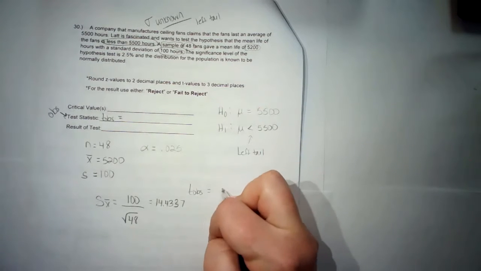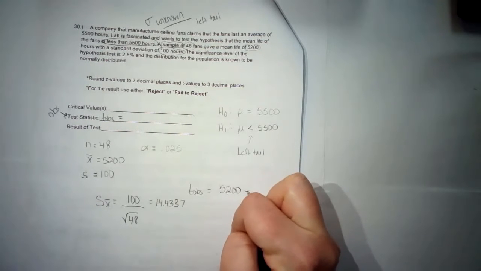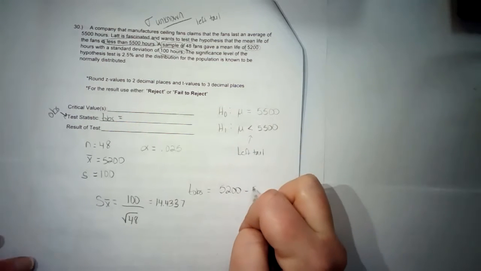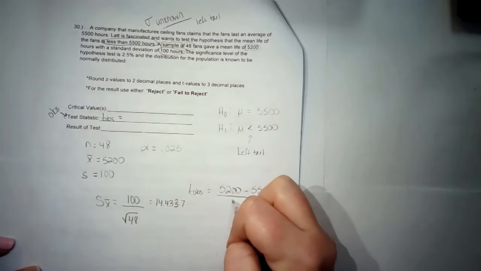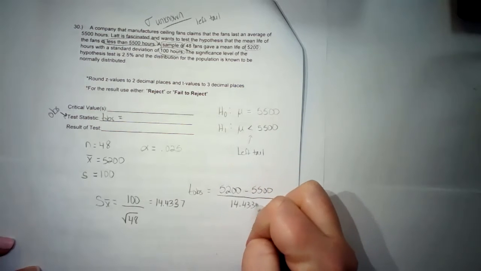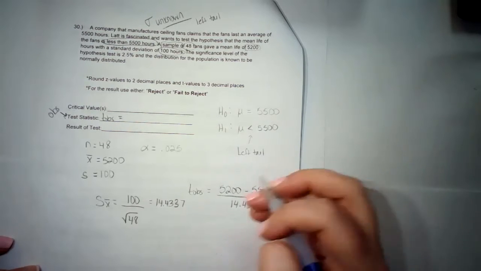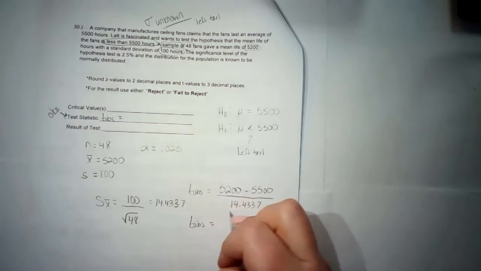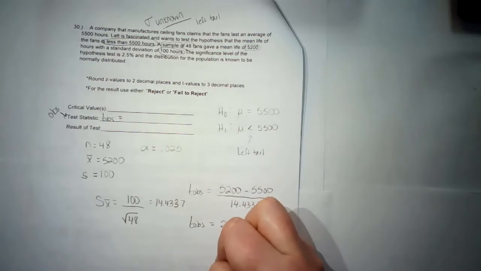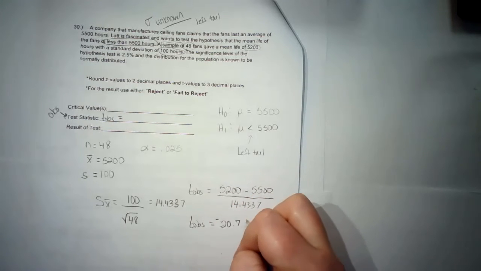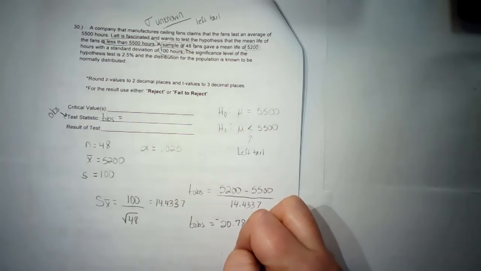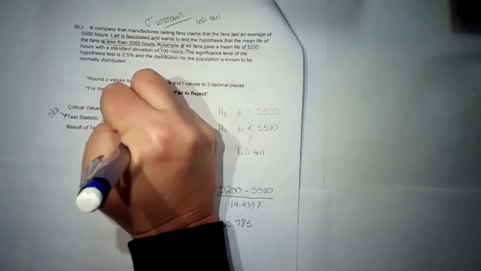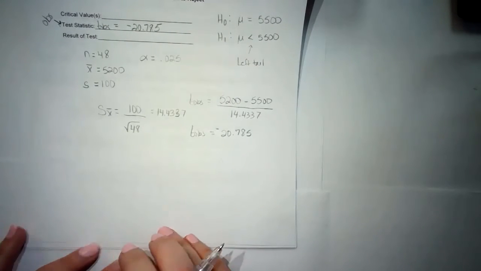Now we're going to do X bar minus mu. We're not going to get confused about where mu is. It's the null. And we're going to divide by that standard deviation. T observed, I came up with negative 20.785. Everybody okay with that? All right, awesome.